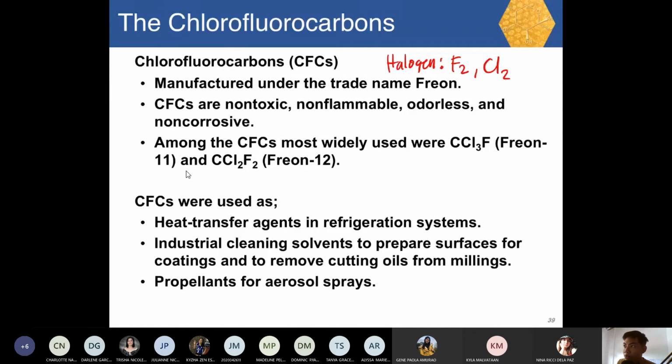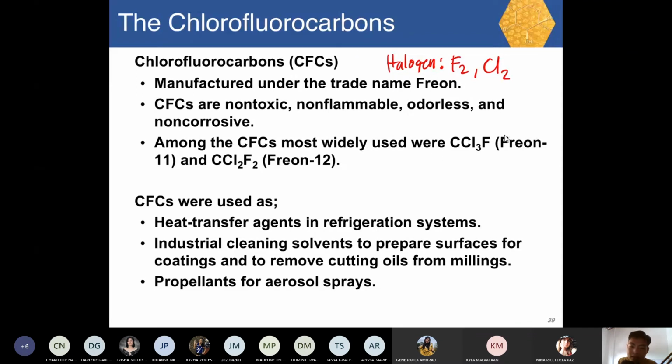Okay? So, saan sila ginagamit? So, they are used as heat transfer agents in your refrigeration system. So, ito yung mga nasa ref, no? The common refrigerant sa ating ref ay yung Freon, no? Kasi yung aming ref, madalas pinapalitan ng Freon, no? Medyo luma na eh. So, yan.